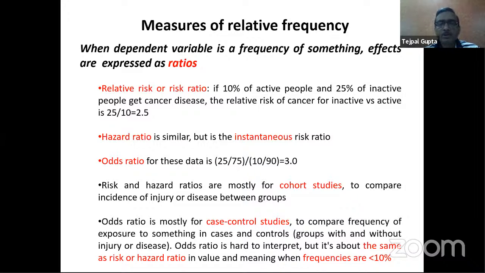Hazard ratio is quite similar to the risk ratio, but it is defined as the instantaneous risk ratio. The odds ratio is slightly different. So the odds ratio for the same data would be 3 instead of 2.5. And odds ratio is mostly used for case control studies. It's generally hard to interpret, but if the frequencies are less than 10%, then you would have very little difference between the risk ratio and the odds ratio. For the most part, for survival outcomes and time to event outcomes, most people use the hazard ratios, which are much more intuitive and meaningful.